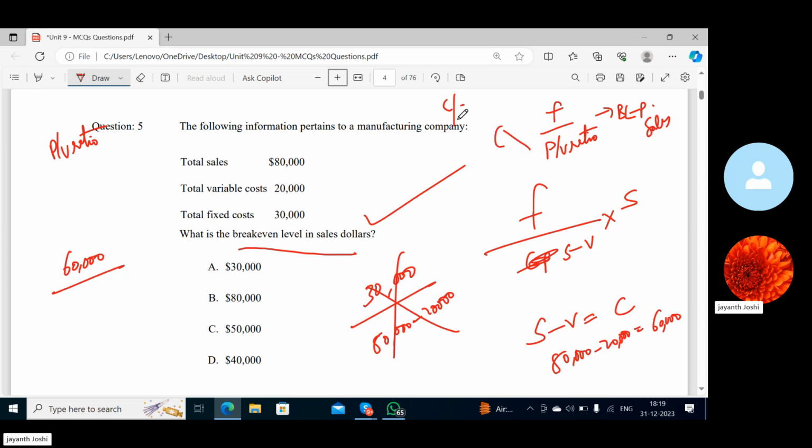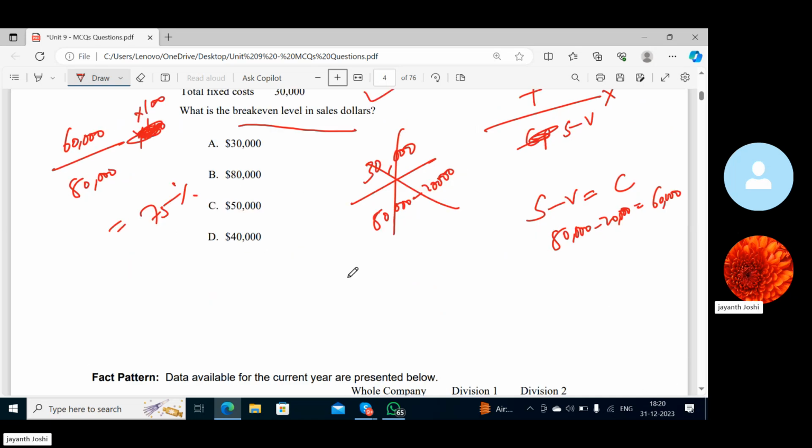PV ratio is nothing but contribution by sales into 100, right? So contribution is what? Sales minus variable cost, by sales, into 100. So sales is 80,000 minus variable cost 20,000, that is 60,000, by sales 80,000 into 100. Can you tell me what is that? 75. Okay, we will not take it in percentage. Okay, what you got? 75%, right? Let's take that.